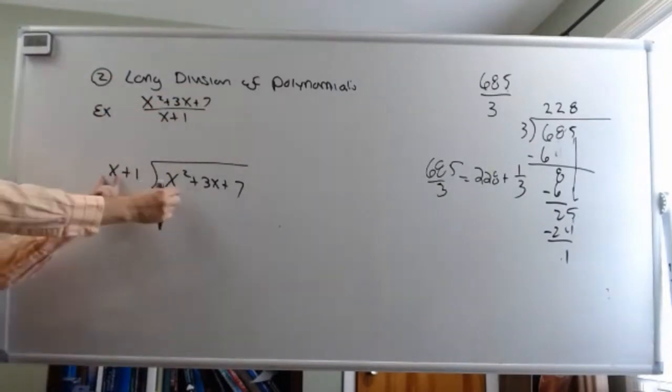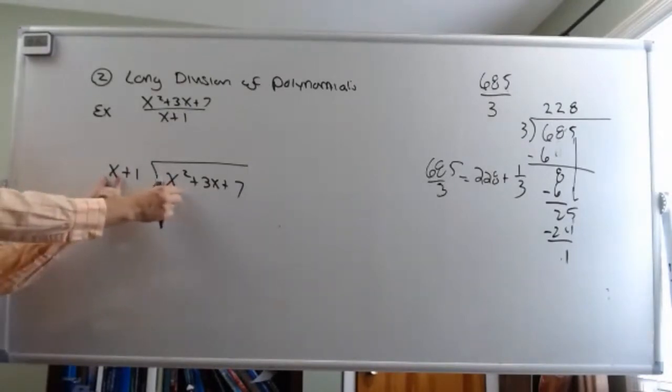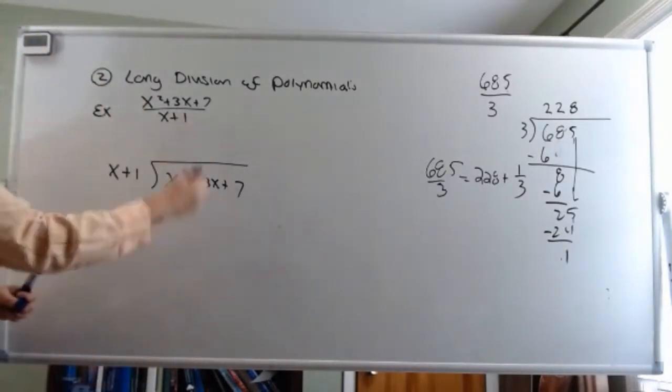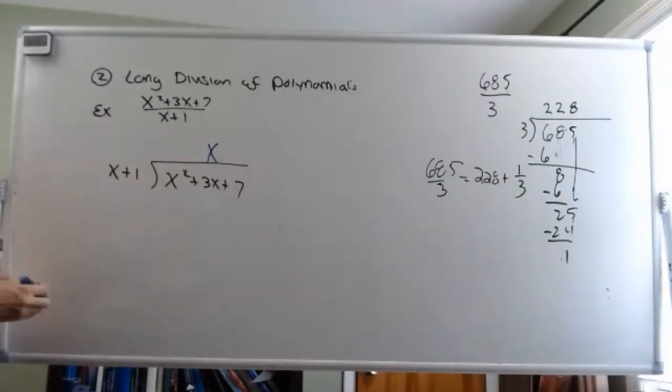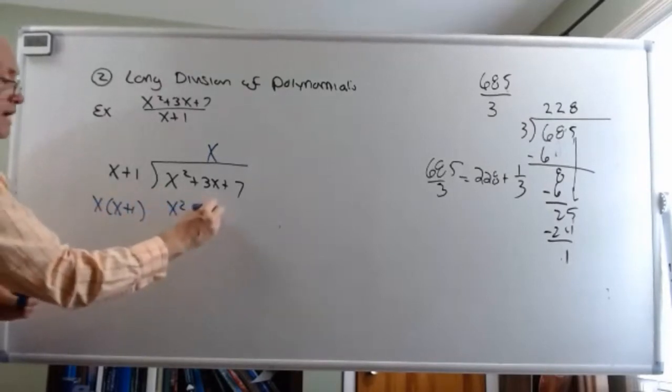Now I just key in on the x squared and the x. What do I multiply x by to get an x squared? Well, obviously x. So I'll do that over here, and I'll line up the x's. I won't put it to the front. I'll line it up right up here. That's what the x is. So then I do that multiplication, x times x plus 1, so I get x squared plus x.